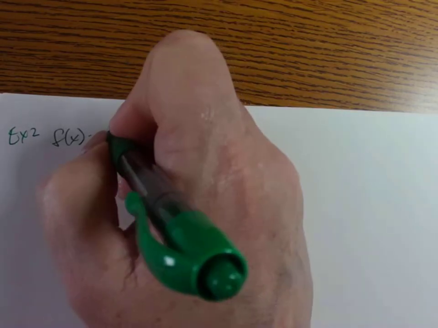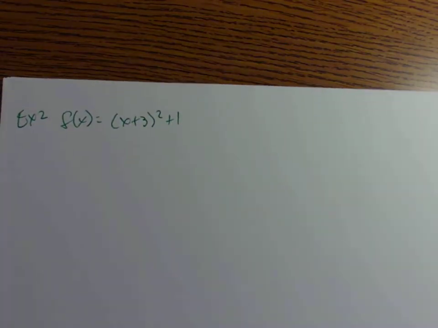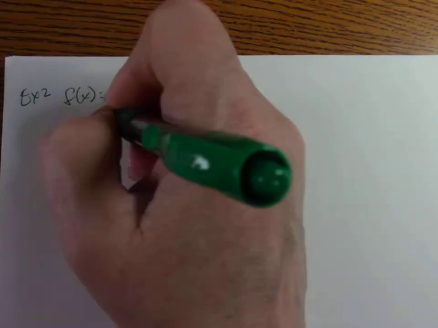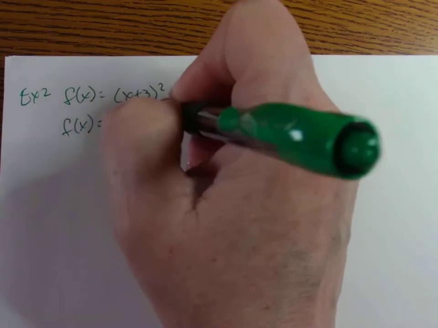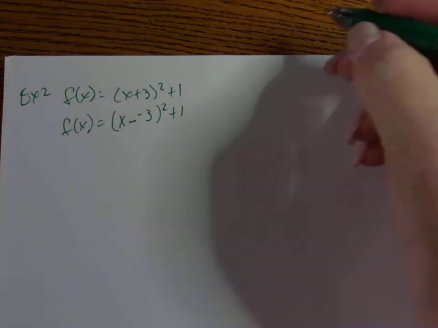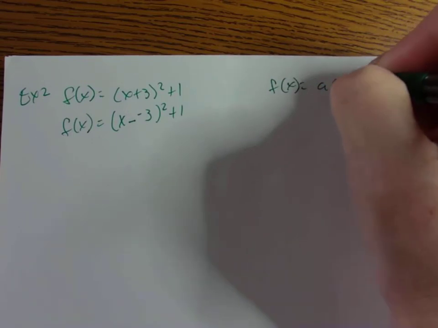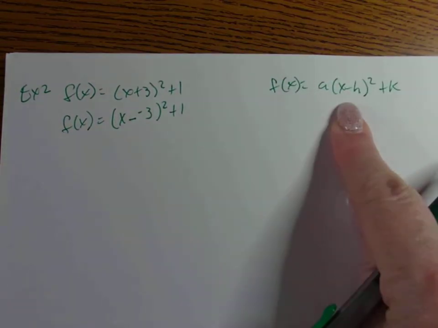Okay, this will be example 2. We have f of x equal to (x plus 3) squared plus 1. I am going to rewrite this as f of x equals (x minus a negative 3) squared plus 1 because I want it to look similar to the standard form that we're used to.